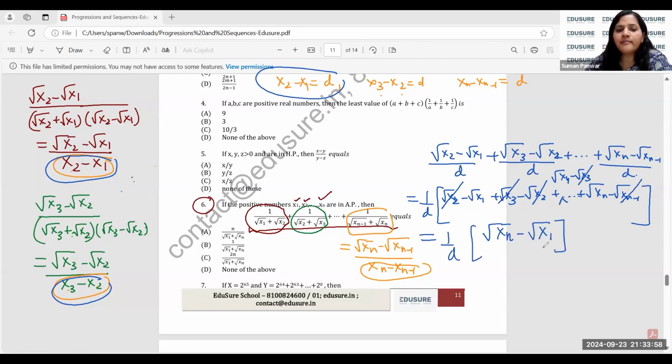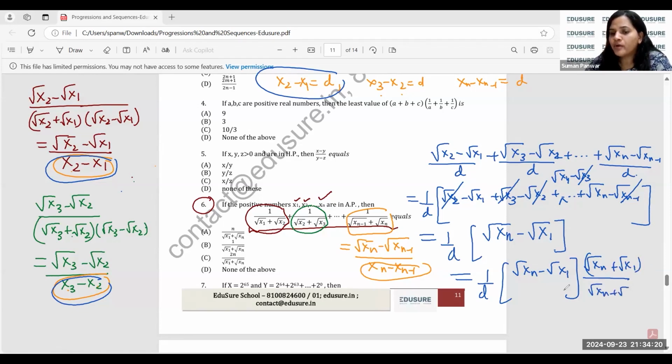Okay. This will remain. But you see in my options, we do not have any such form. So again, we will rationalize. Root xn minus root x1, multiplied by root xn plus root x1 divided by root xn plus root x1. That makes our life a little bit easy. (a minus b) into (a plus b) gives xn minus x1. And again, we have root xn plus root x1 in the denominator. So you can see that we have obtained the denominator. Let us see which option is correct.